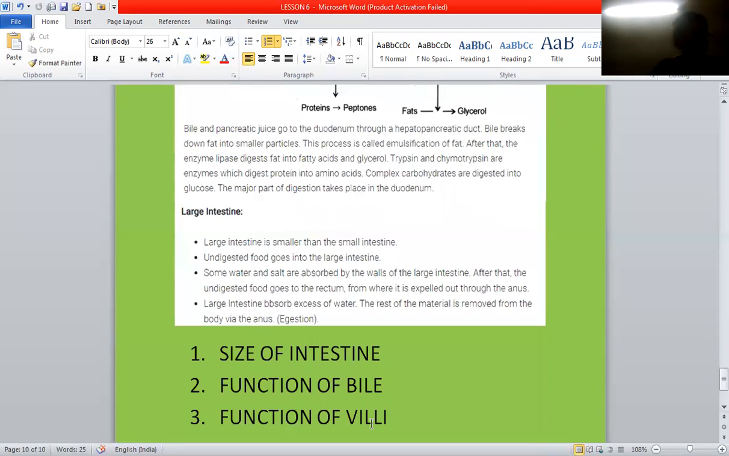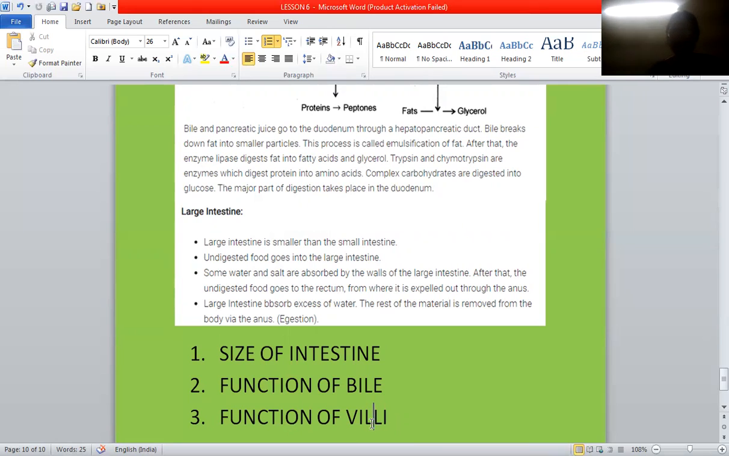I'll explain it again. The length of the small intestine is approximately 6 meters. Length of the large intestine is 1.5 meters. It does not secrete any digestive enzyme. No digestion takes place. The walls of the large intestine absorb water and necessary salts from the undigested food. The rest of the semi-solid food is expelled from the body through the anus, and this process is known as egestion.